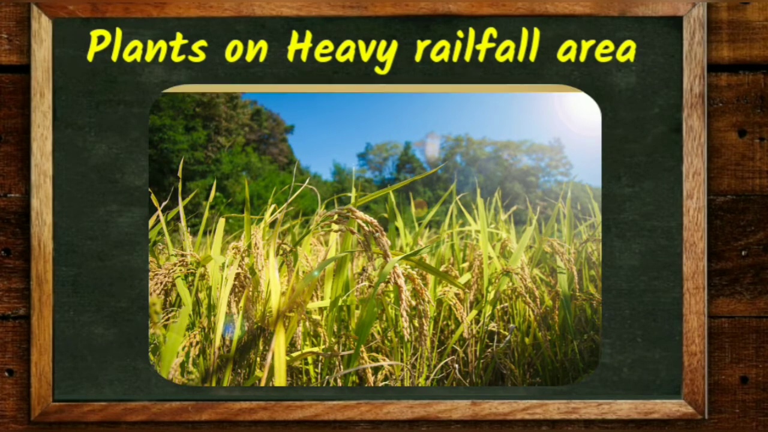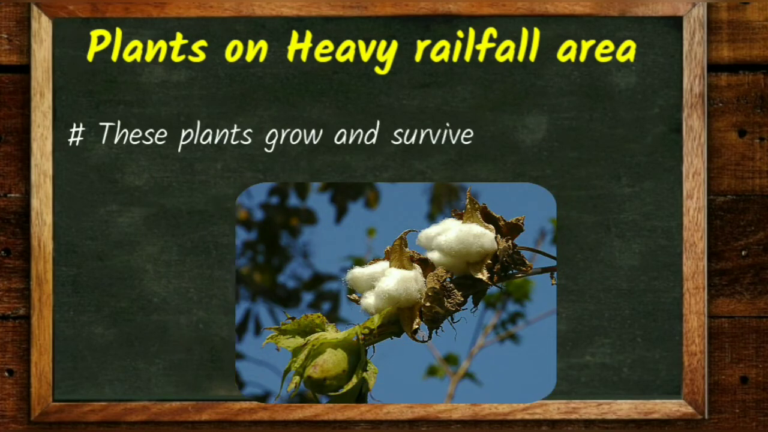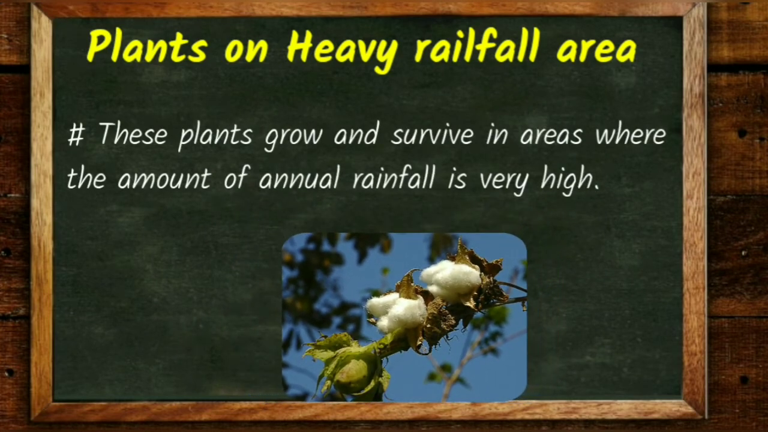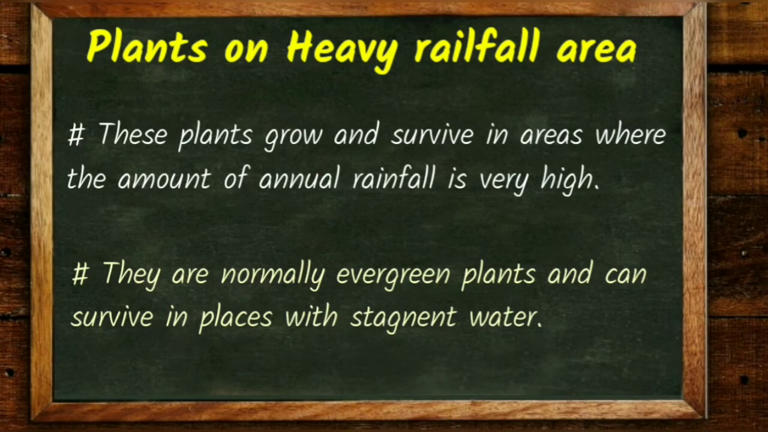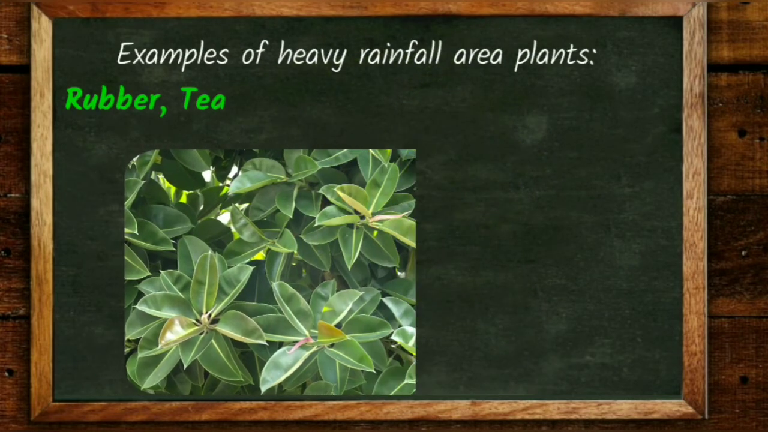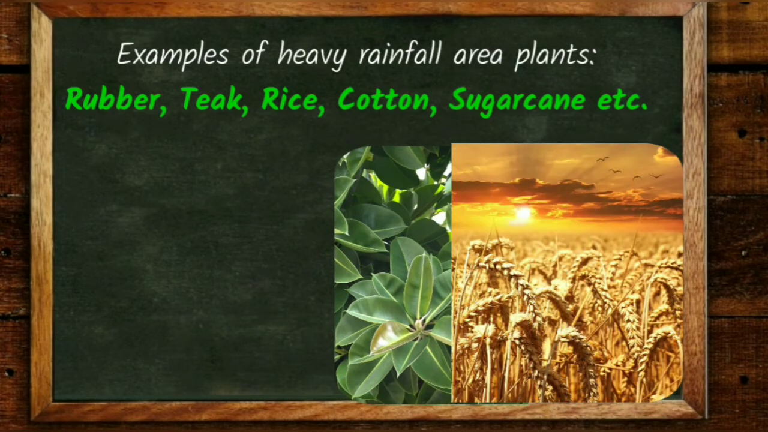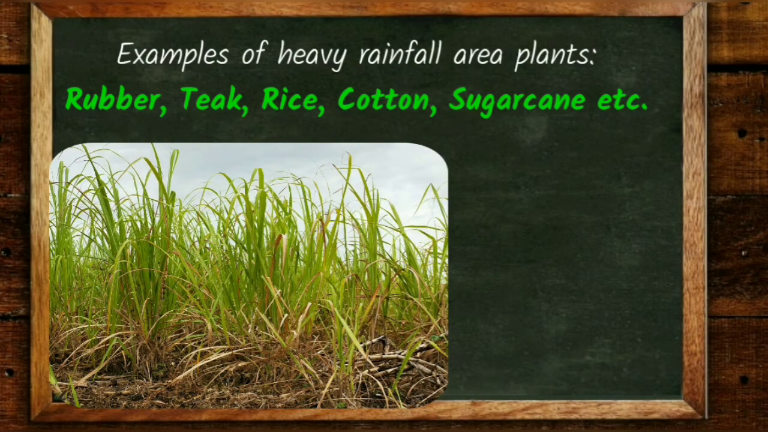Now learn about plants in heavy rainfall areas. These plants grow and survive in areas where the amount of rainfall is very high. They are normally evergreen plants and can survive in places with stagnant water also. Now, let us see some examples of heavy rainfall area plants: rubber, teak, rice, cotton, sugarcane. All those are examples of heavy rainfall area plants.